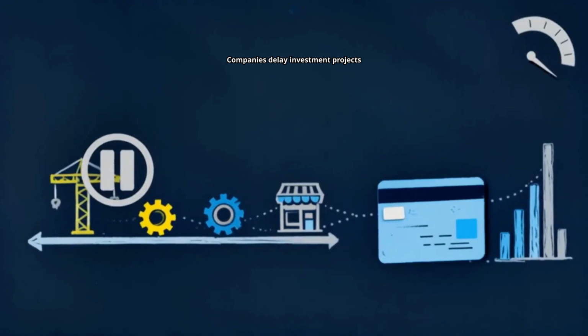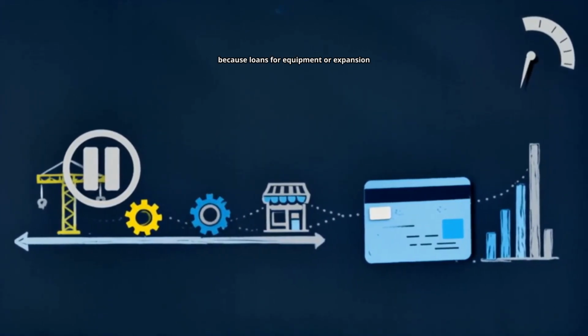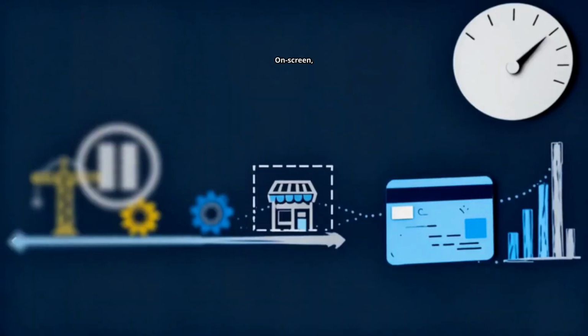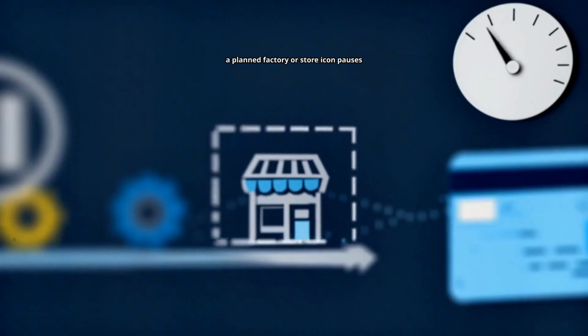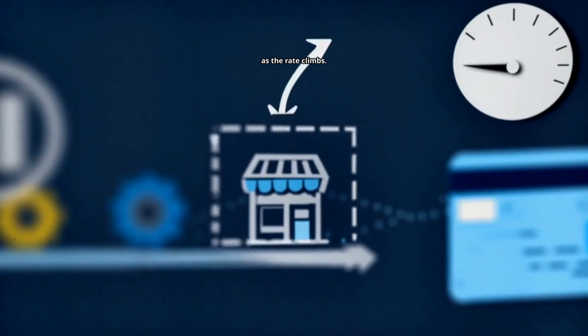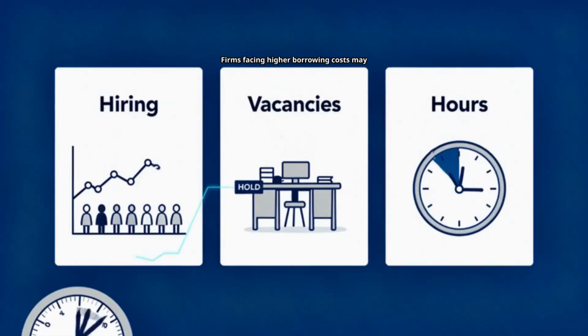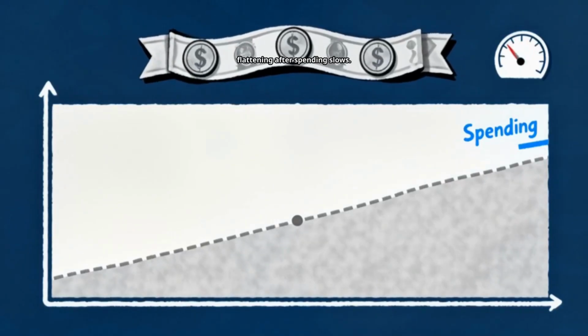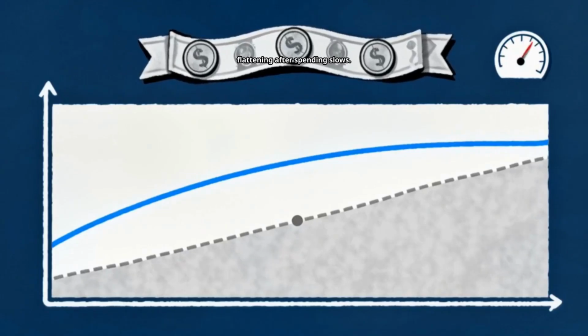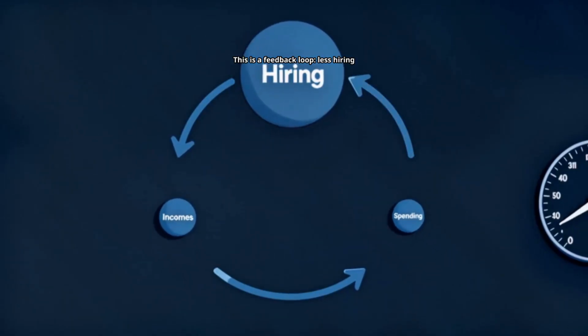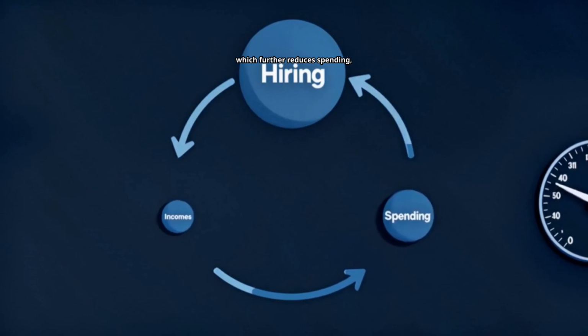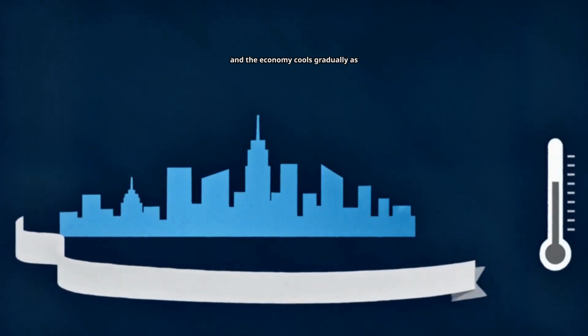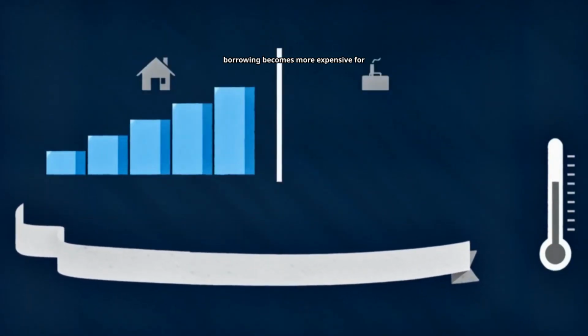Companies delay investment projects because loans for equipment or expansion become costlier. On screen, a planned factory or store icon pauses as the rate climbs. Firms facing higher borrowing costs may hire more slowly, put vacancies on hold, or trim hours. The animation shows hiring lines flattening after spending slows. This is a feedback loop. Less hiring reduces incomes, which further reduces spending, and the economy cools gradually as borrowing becomes more expensive for both households and firms.